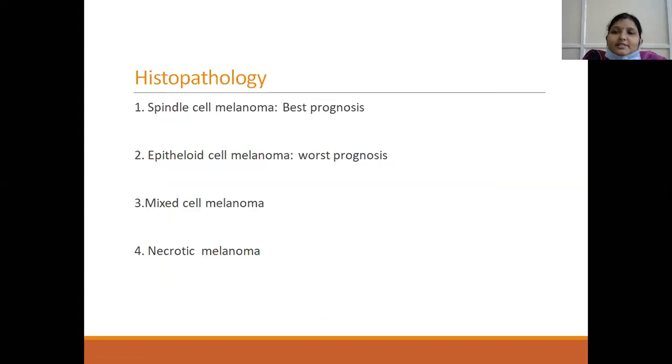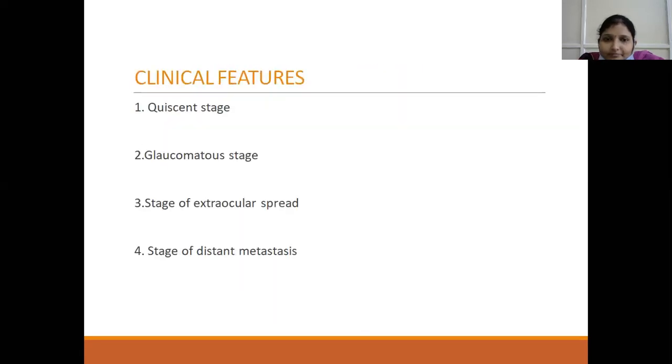Next type is mixed cell melanoma. This is a variant of both spindle as well as epithelioid cell melanoma. So it carries medium prognosis, that is in between spindle and epithelioid cells. This accounts for another 45% of the tumors. And the last one is necrotic melanoma. This causes about 5% of the cases, and in this the actual histological pattern is not clear.